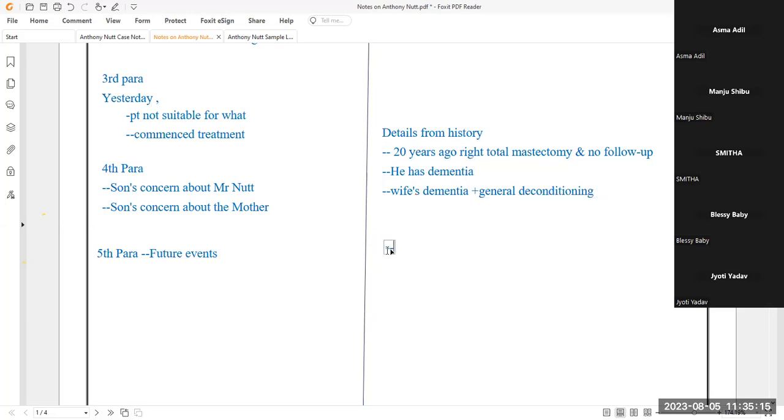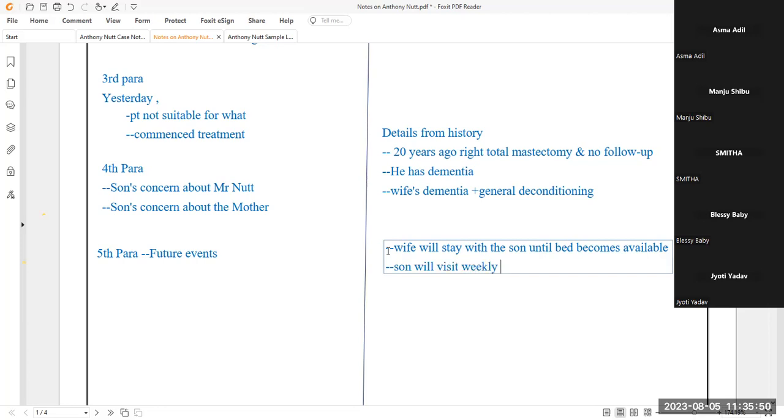Another thing that we have is the mother, the wife, will stay with the son until a bed becomes available. Next one, the son will visit weekly.